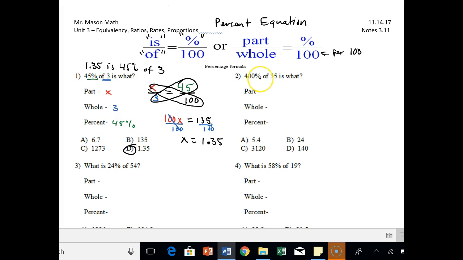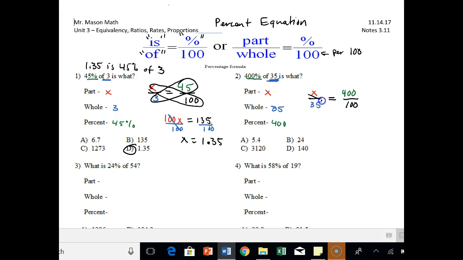Let's try number 2. 400% of 35 is what? So what do they give us? They give us our percent, which is 400%. They give us our whole, the of 35. And they don't give us the part, is what? So I have x over 35 is equal to 400 over 100. Remember, 100 always stays exactly in the second denominator.